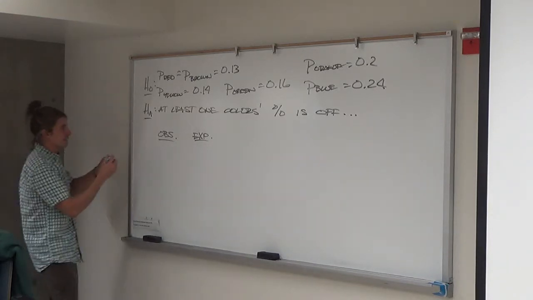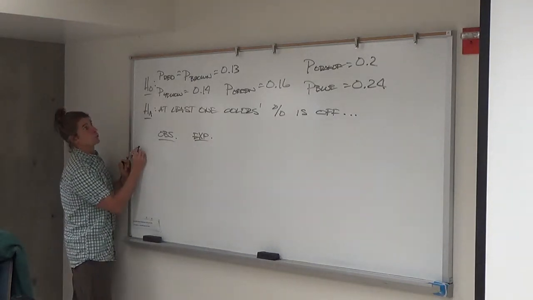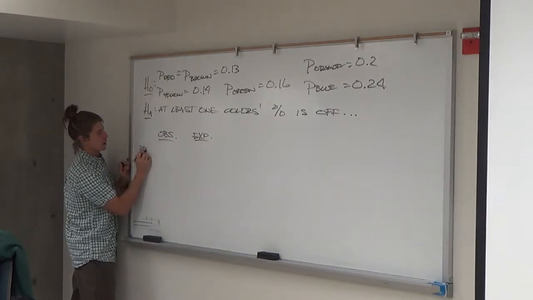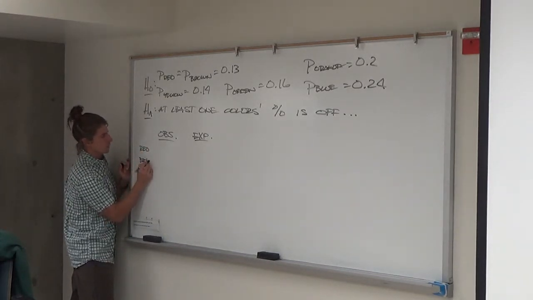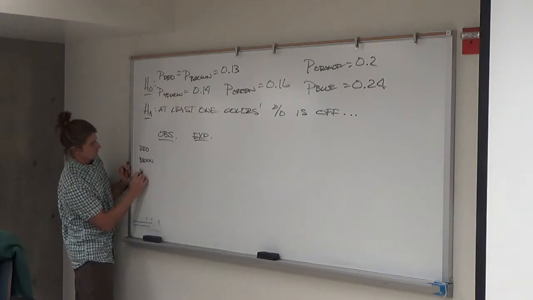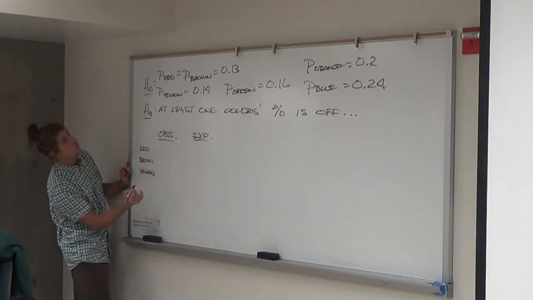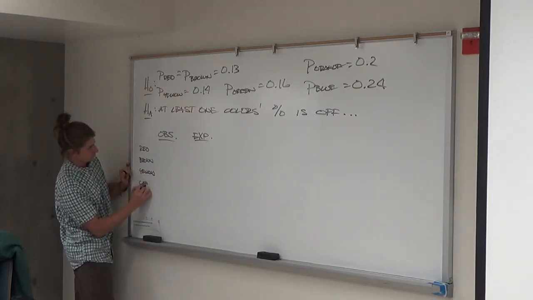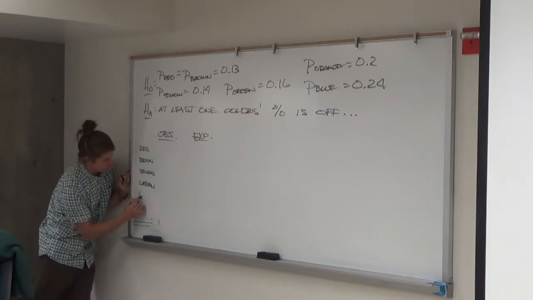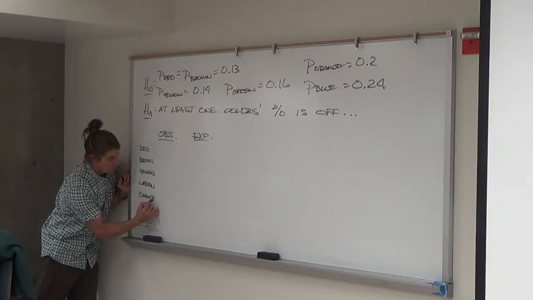Let's just put the colors down the side here. We'll just go in order, I guess. Red, brown, yellow, green, orange, and blue.